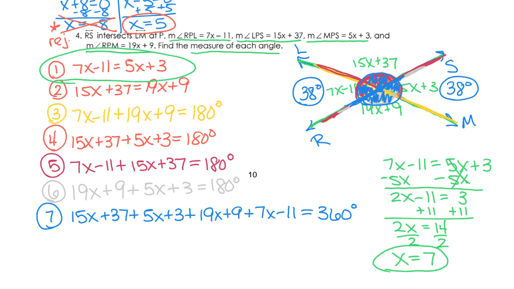Okay. Or we could plug in. It doesn't matter to me. Let's go ahead and do plug in. 15 times 7 plus 37 is 142 degrees. Wow. So is he.